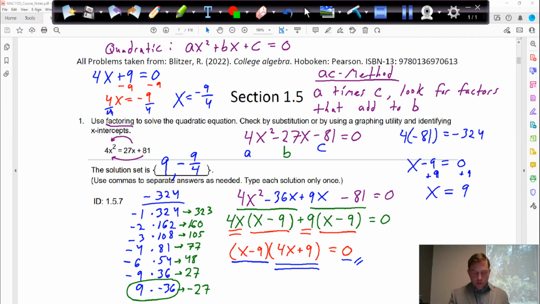And I should note, in a quadratic equation, you always get two answers. So we should always get two answers for these problems. And we found the two that work for this one.